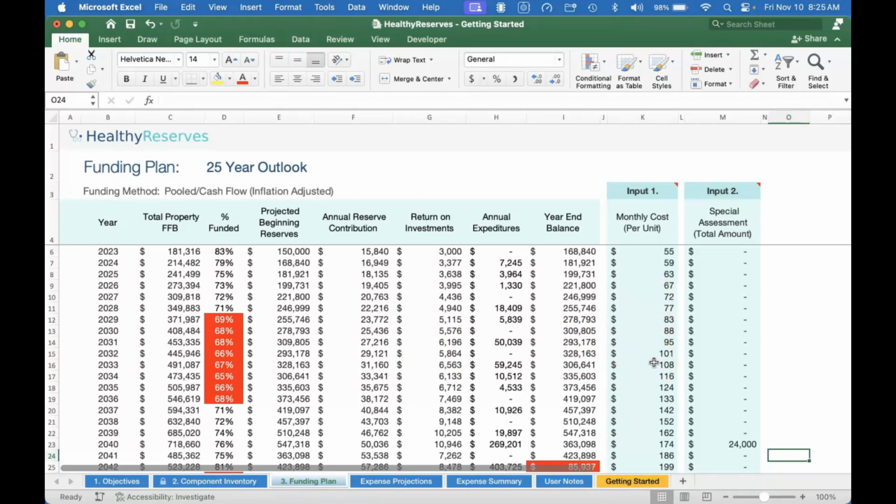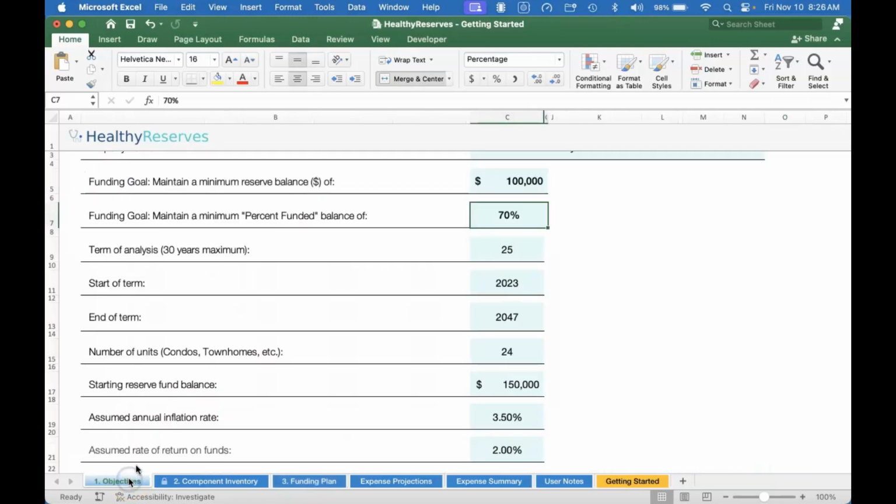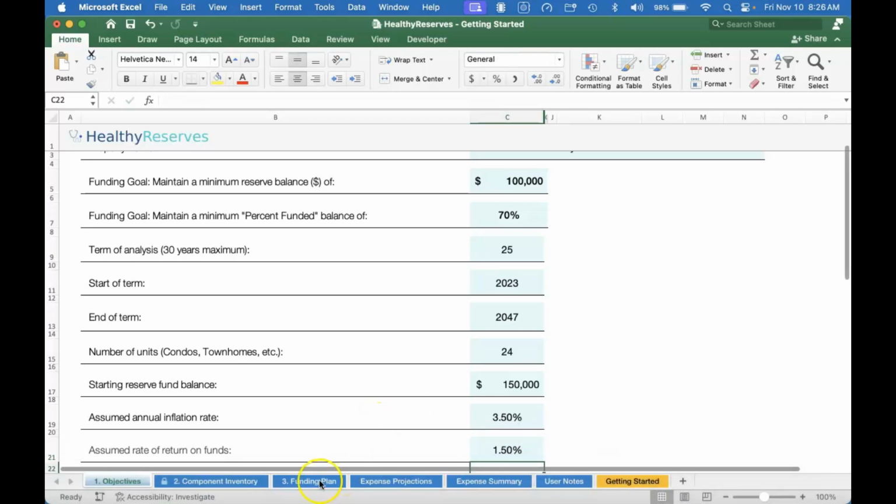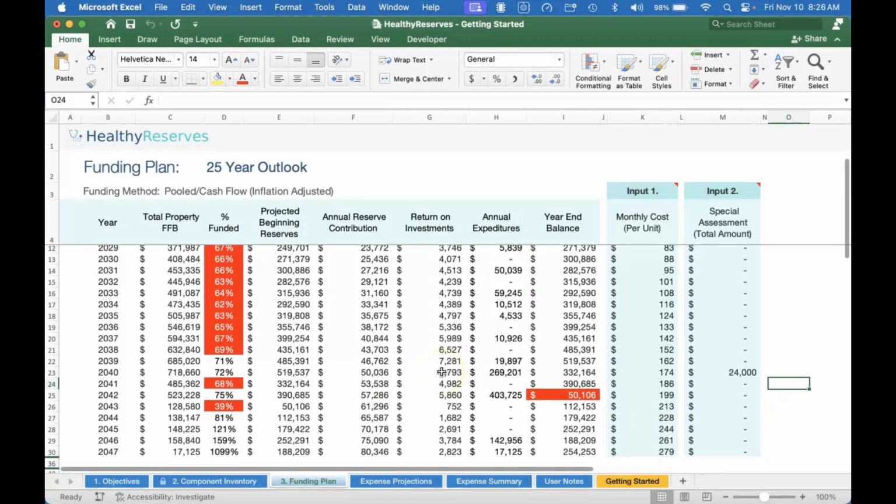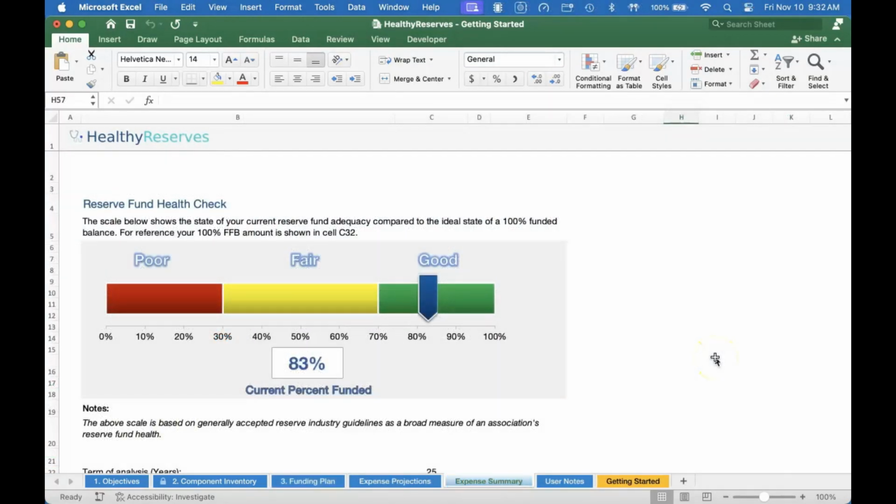The other important point to highlight is hopefully you'll get a sense of why you really need to keep this plan updated on a year-to-year basis. Let's go back to our objectives. We set a return on funds rate of 2%. Let's say, come to find out that our reserves are paying in the area of 1.5%. What's the impact of the funding plan? Again, go to the funding plan. Okay, we've got a few more issues here, if that holds. So again, it's really critical that you keep your funding plan up to date and you keep your objectives up to date. Now that our funding plan is completed, let's take a look at the expense summary sheet.